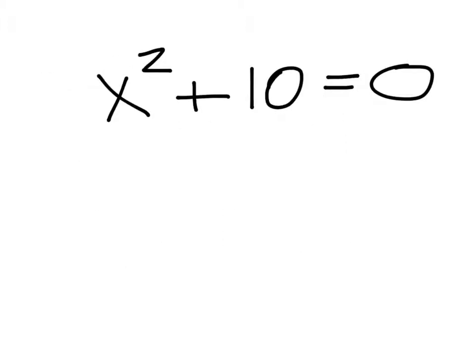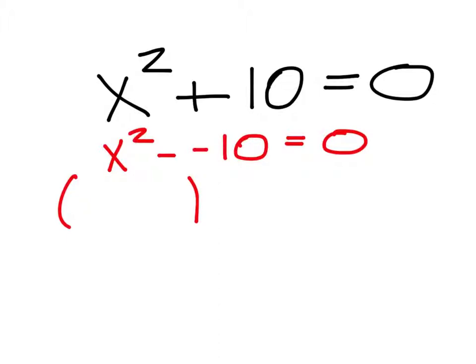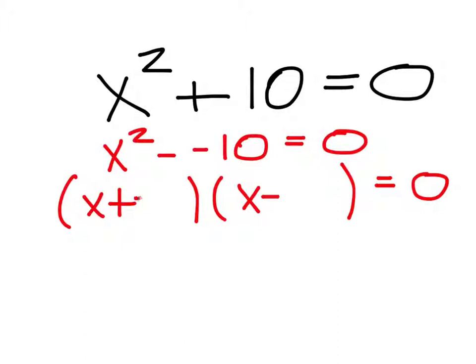X squared plus 10 equals 0. Now that's clearly not a perfect square, but we're still going to follow the same steps. So we will have x squared minus a negative 10 equals 0. And we will still split it up like this when we factor with plus and minus. And you will have the square root of negative 10 under each of them.